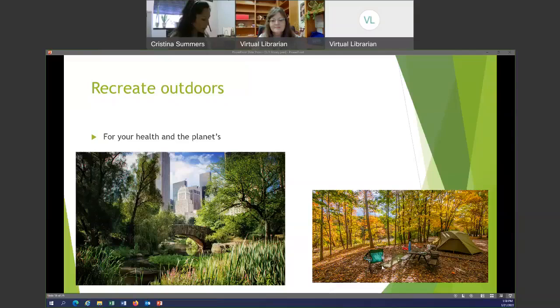Yep. And if you have kids, it's really important to get them outdoors. They naturally want to be outdoors in the first place, but it's important for their proper development as well. There was this book written by Richard Louv, I guess is how you pronounce his name. He wrote Last Child in the Woods.